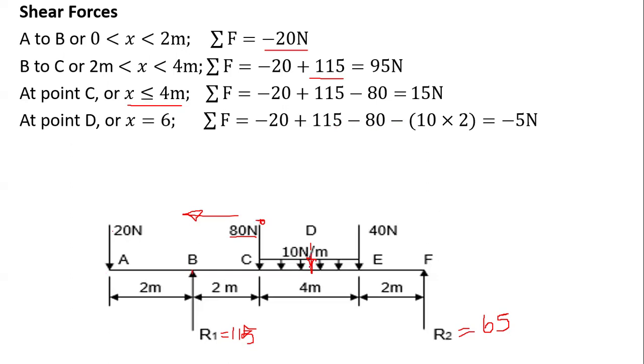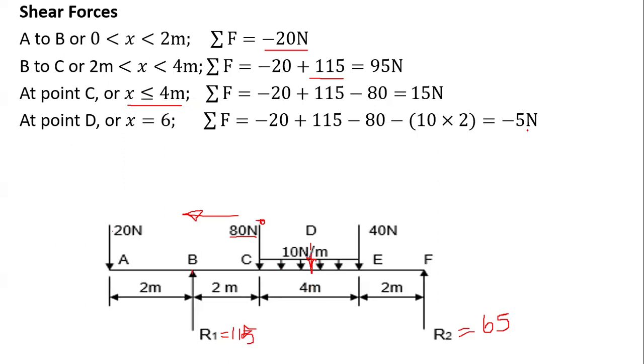And the newcomer, which is now the UDL, 10 multiplied by 2. So 10 newtons per meter times the distance that I now have, because I'm just here and I'm looking at what is remaining on the left-hand side. So 10 multiplied by that distance there, which is 2. And then I get my answer, 5 newtons.